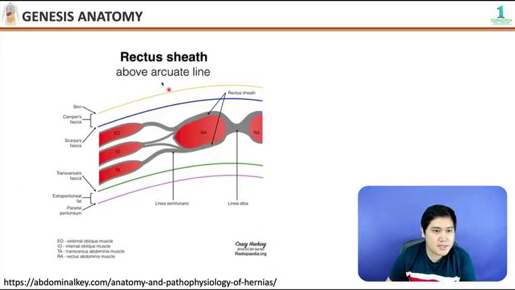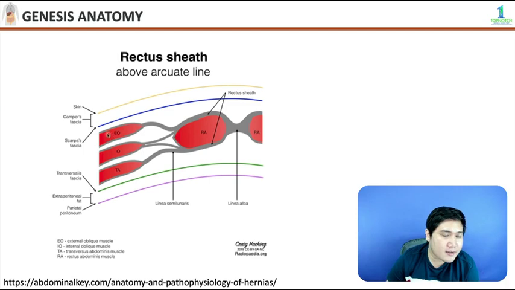So this is the rectus sheath above the arcuate line. Sabi natin, the rectus sheath will cover the rectus abdominis. So ito yung rectus abdominis mo. Sabi natin, anteriorly, you have the external oblique and internal oblique. Ayan, no? And then posteriorly, you have the internal oblique and the transversus abdominis. So, yan. Nag-split si internal oblique na to cover anterior and posterior parts.